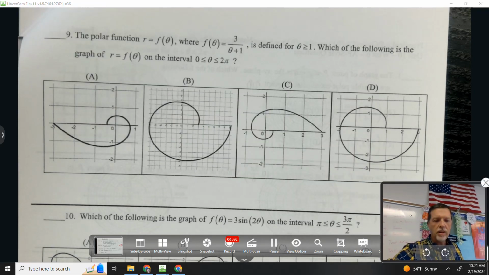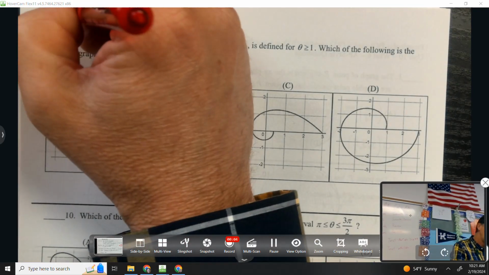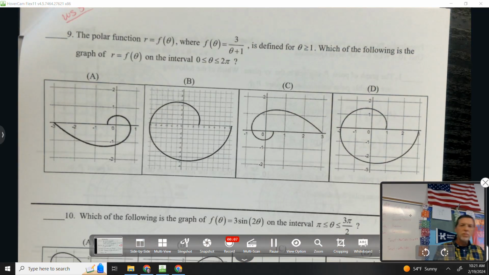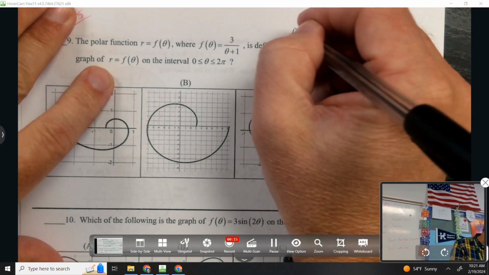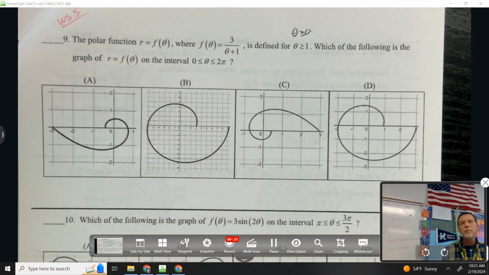So 9, 10, and 11 from worksheet 5. Number 9, completely new graph. We've never seen that thing before. Which of the following is the graph? I think there does need to be a correction. This needs to say theta is greater than or equal to 0.